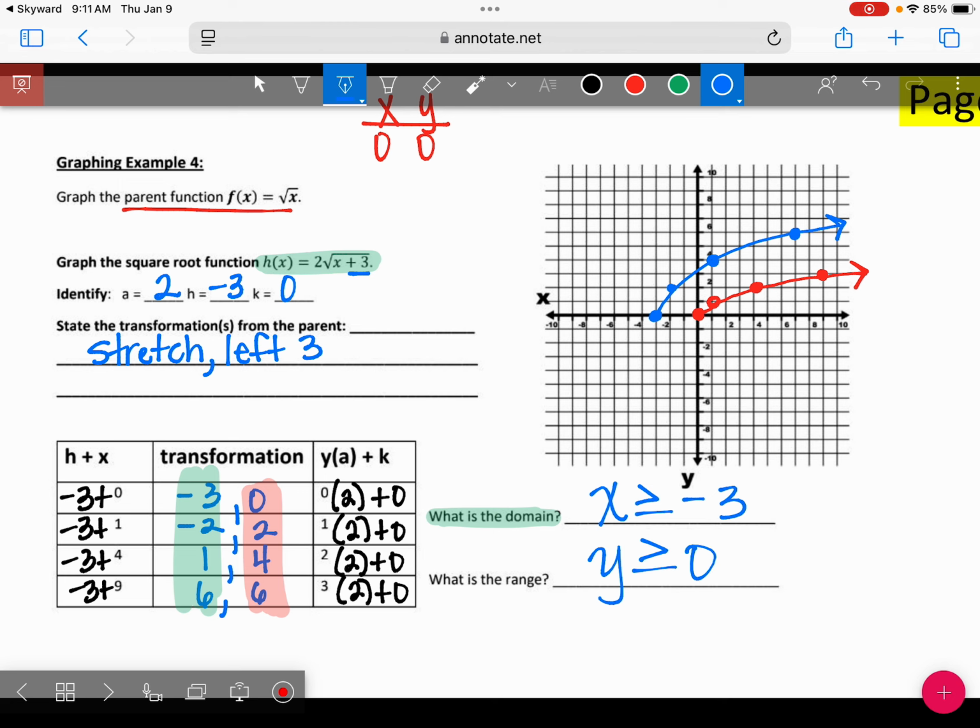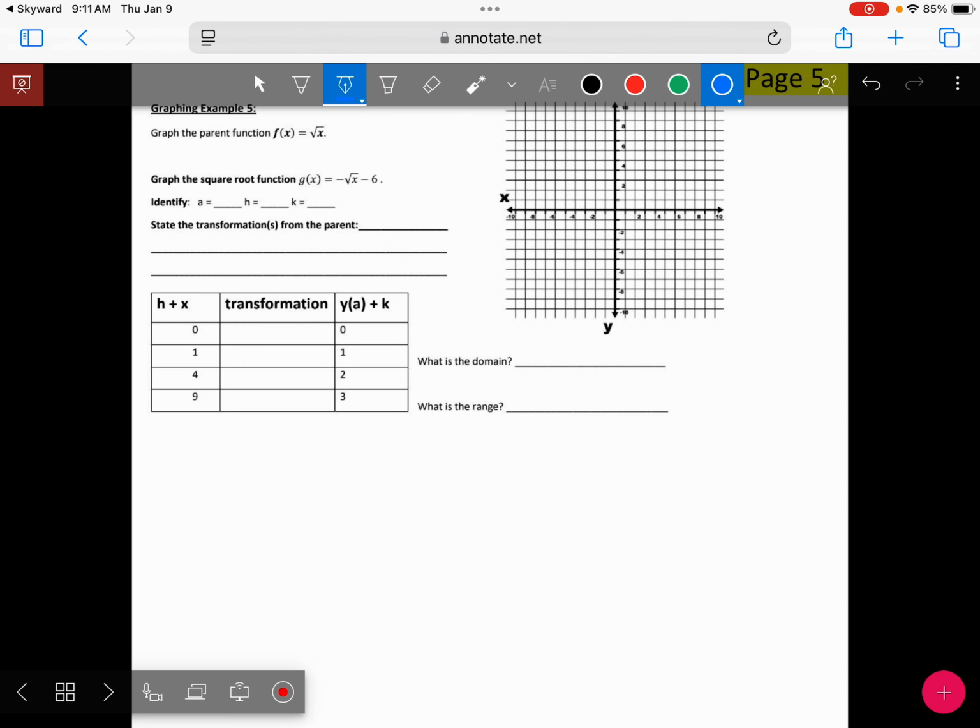Any questions about how we did that? What y'all think? Easy, hard? We catching on? All right, let's do it again. Go ahead, graph your parent. Same table. Example 5. Graph your parent.